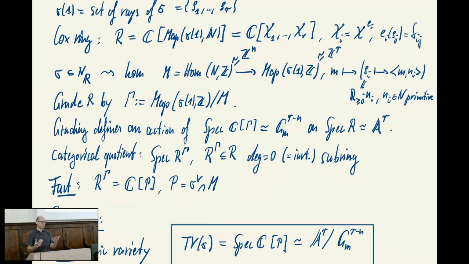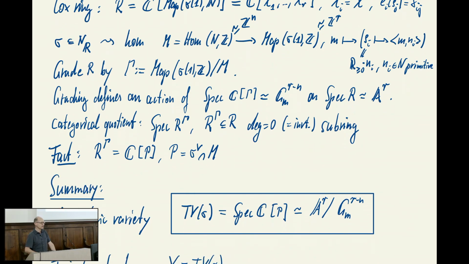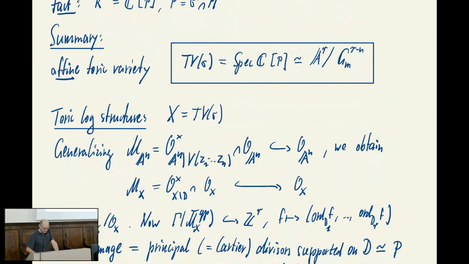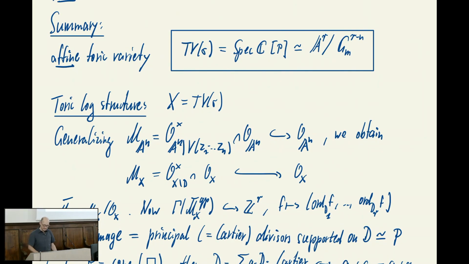Okay, so that gives a quotient construction that you sometimes find in the literature, and especially physicists love this kind of construction. So most of the time you see a toric variety in physics, that's what they will do. Okay, so we have seen that an affine toric variety, I have now 3 ways to write this, or 3 notations for it. I write it as TV(σ), as Spec C[P], or as this quotient A^r mod G_m. Actually, I should do a categorical quotient, G_m^(r minus n).